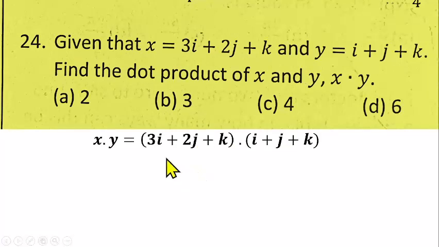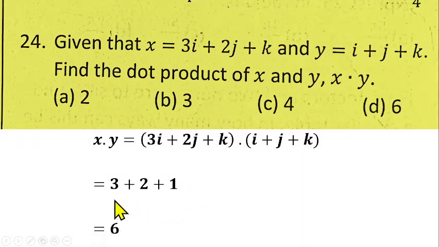It will give us 0. But when I multiply i by i it will give us 1, j multiplied by j will give us 1, k multiplied by k will give us 1 as well. So therefore we have 3i times i will give us 3, 2j times j will give us 2, and 1 times k times k will give us 1. If you simplify that further, that will give us 6, which is option D for question number 24.